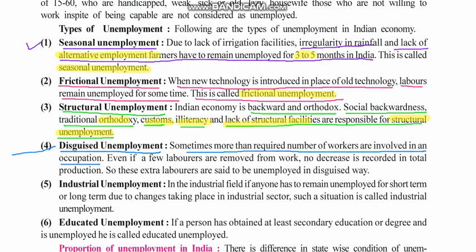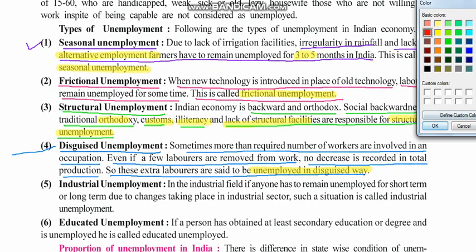If we remove them from that work, the production at the end of the day would not be affected. Even if a few laborers are removed, no decrease in total production will happen. So these extra laborers are said to be unemployed in a disguised way, meaning they feel they are employed, but in reality they are unemployed in a hidden way, right?